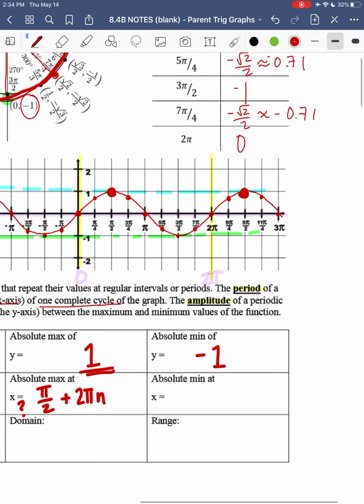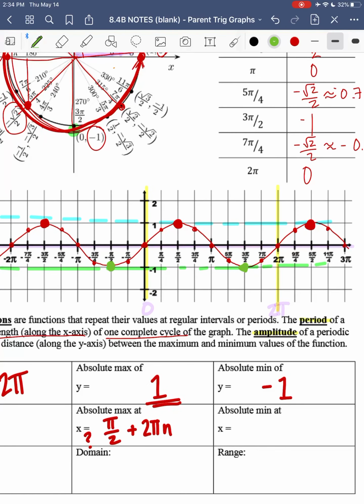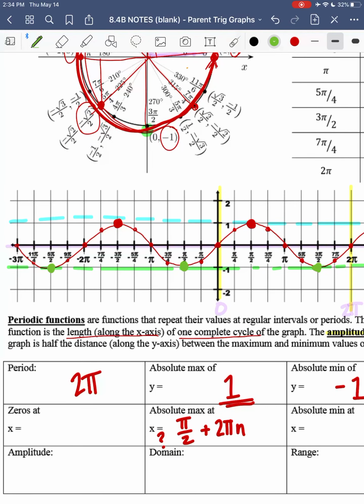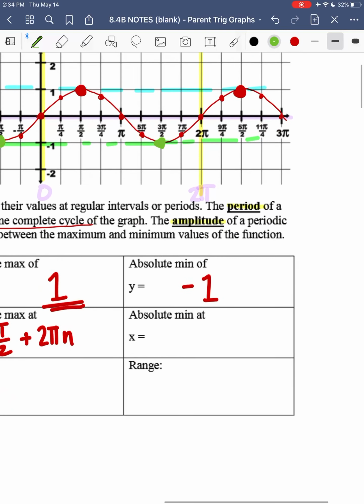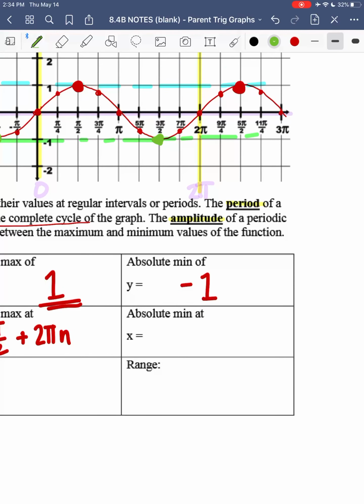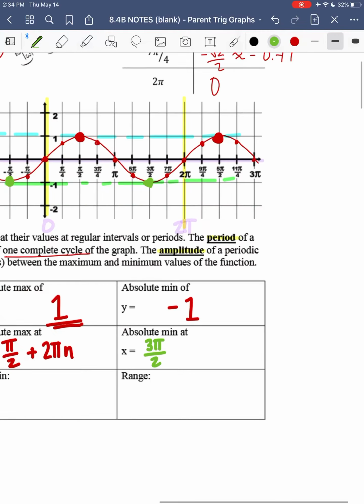Okay, we're going to do something similar for the absolute mins. So they happen in a different place. The mins happen right here on the bottom, so they're at the bottom of these valleys. And on our graph, the lowest point we're ever at is right here, which happens at 3 pi halves. That's the min. That's the angle which gets us the min. So it happens at 3 pi halves.